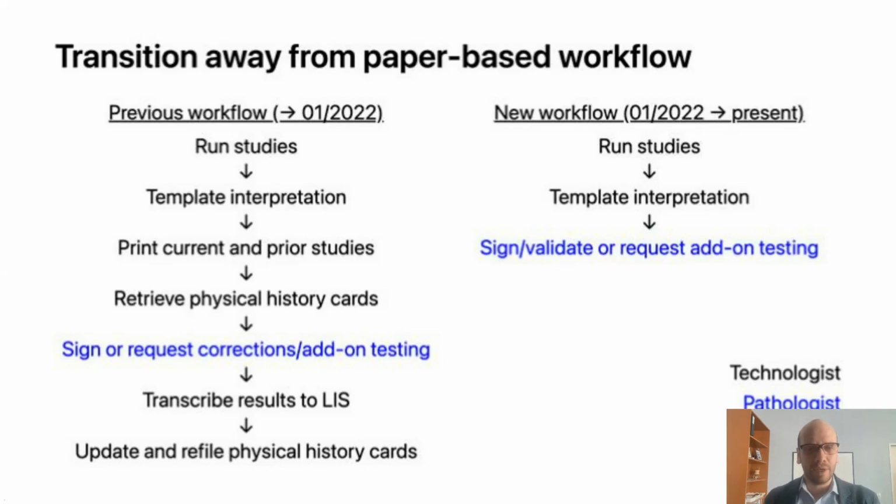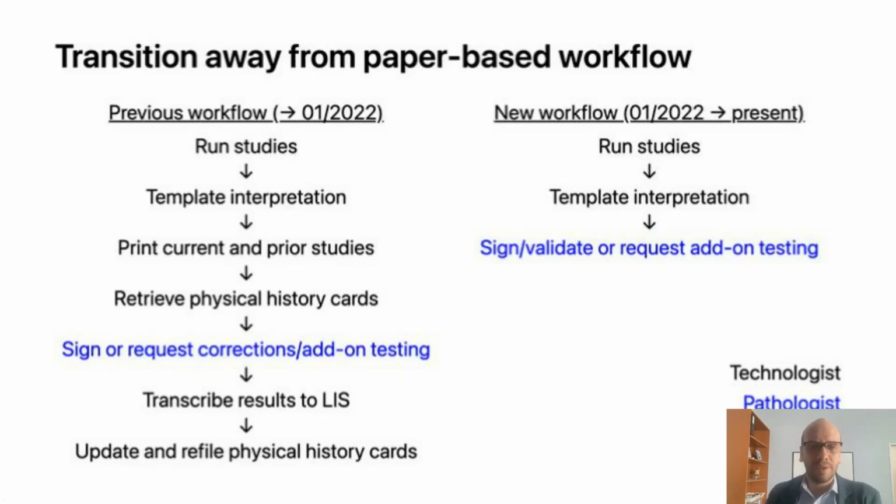They would then go to a very large file cabinet and retrieve physical note cards on which was written all the historical results for protein electrophoresis and immunofixation for our known patients. And these note cards would serve as a companion to the pathologist so that they didn't have to spend time digging into patient charts one by one to see the historical results.